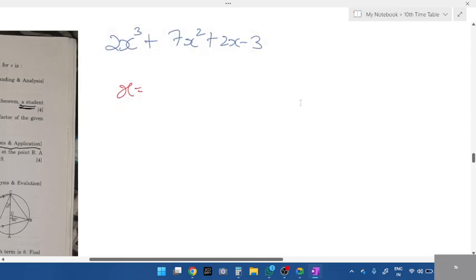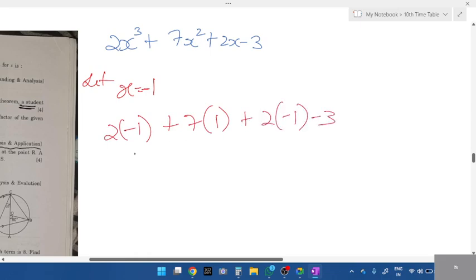See, I'm just continuing this question. Same question. We'll use the trial and error method. Let x equal 1. What are we getting here? 2 plus 7 plus 2 plus 2 minus 3. Are we getting 0? Take minus 1. Take the next one. Let x equal minus 1. 2 into minus 1 plus 7 into 1 plus 2 into minus 1 minus 3. You get minus 2 plus 7 minus 2 minus 3.